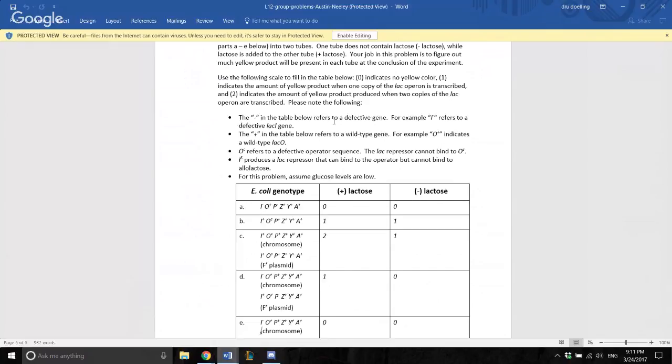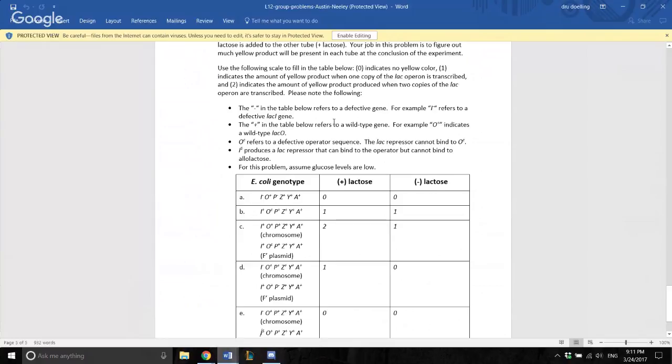Okay. For C, pretty much the same thing. Both pluses. It's going to be 2 on the lactose plus and 1 on the lactose minus. For D, pretty much the same thing. There's a plus on the P, so it'll be +1, and there's a minus on the P, so it'll be 0 on the lactose negative.